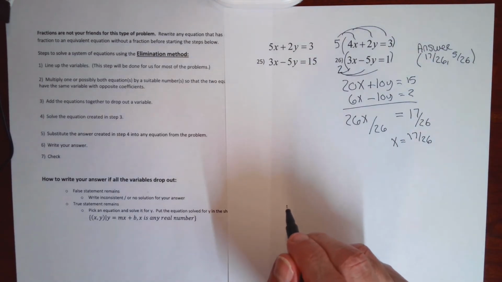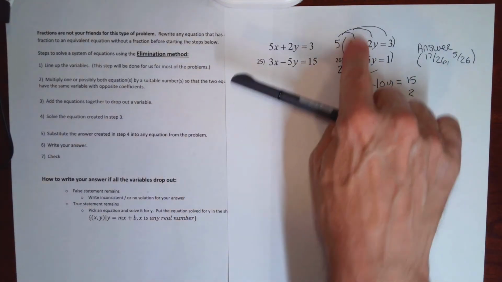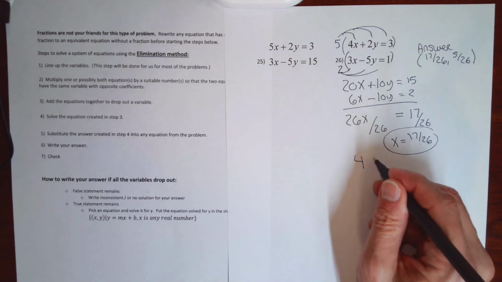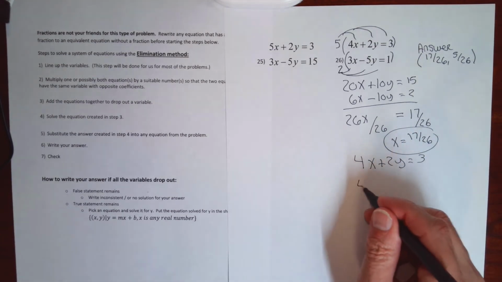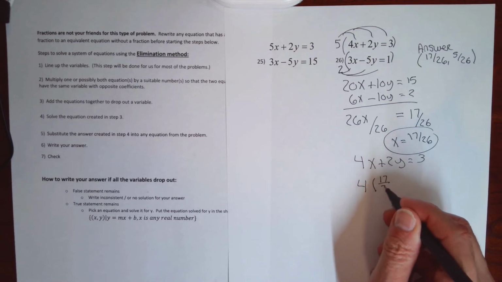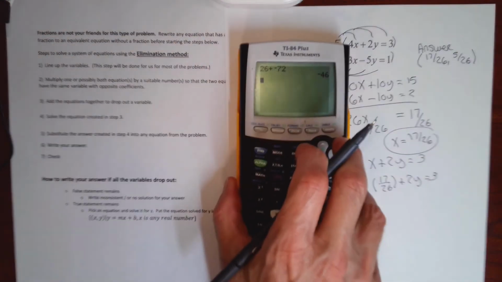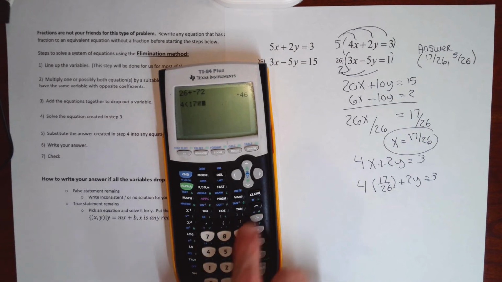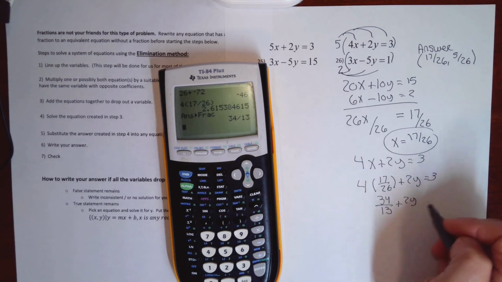By hand, I wouldn't even take a shot at this, but with a calculator, not such a big deal. Now I need to take this answer and plug it into either equation. I prefer working with the positives, so I'm going to plug it into the top equation: 4x plus 2y equals 3, and I'm going to sub in x equals 17 over 26. I'm going to work the heck out of my calculator. First, I'm going to do 4 times 17 divided by 26. Math, enter, enter. This gives me 34 over 13 plus 2y equals 3.